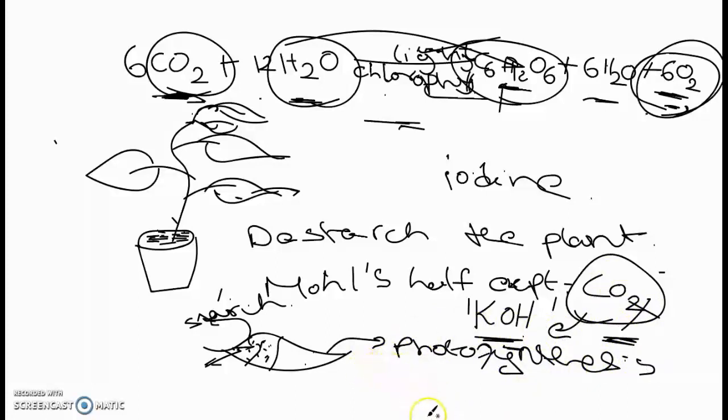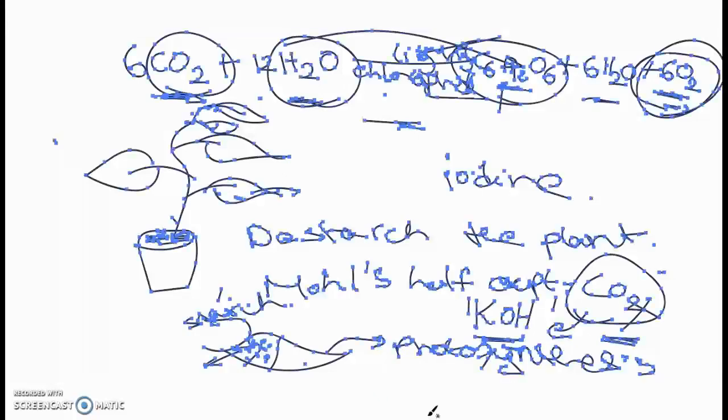So this is a very important experiment, that is Moll's half-leaf experiment. And then coming to another important experiment, that is the hydrilla plant. Experiment with the hydrilla plant. And what's the aim of this experiment?